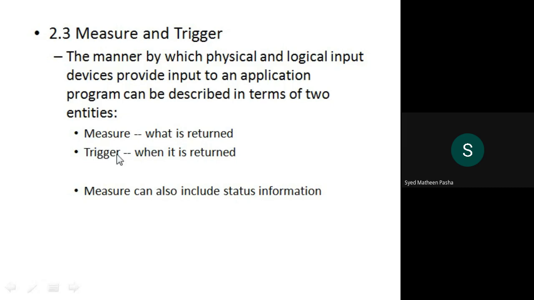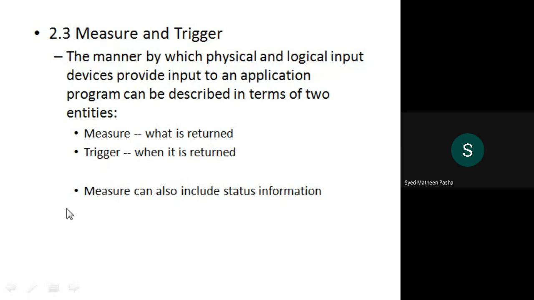The measuring of output is done with the help of these entities called measure as well as trigger. What is trigger? This basically tells at what time the particular output is being written. These are the two entities you need to remember, which are used as an input for physical as well as logical devices. They come under consideration when you are programming an application, when a program is being implemented. So basically we use measure to see what is being written and trigger to see when it is being written.